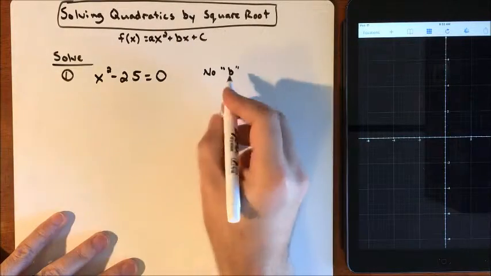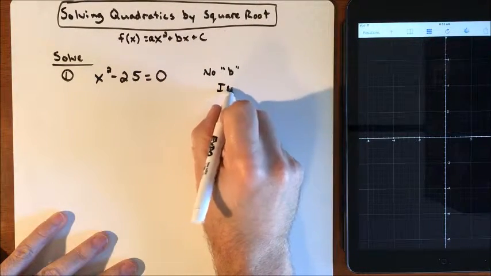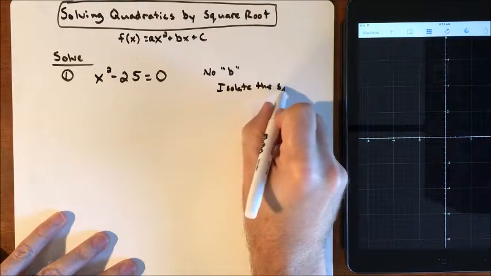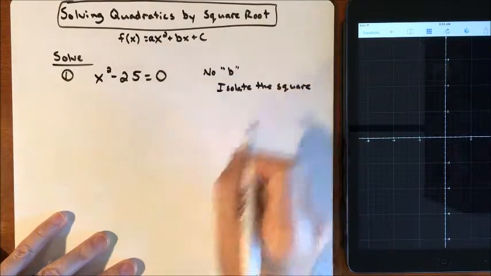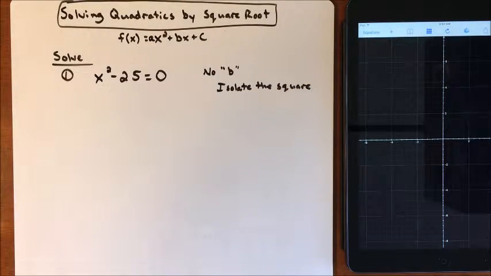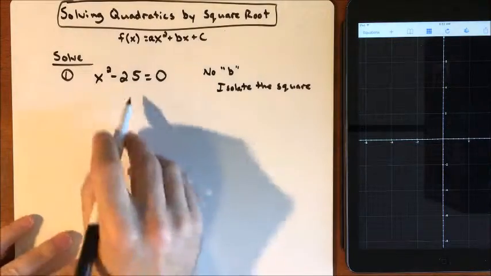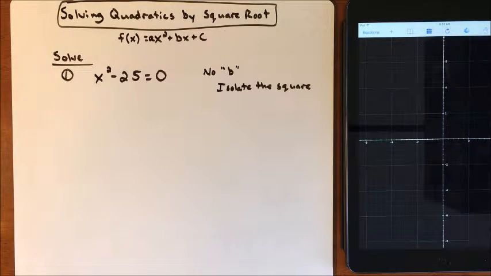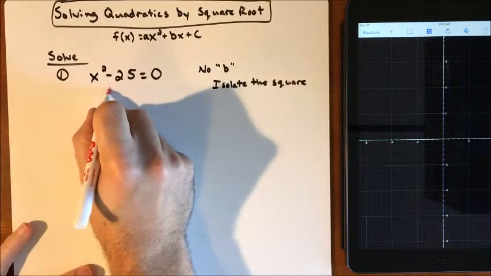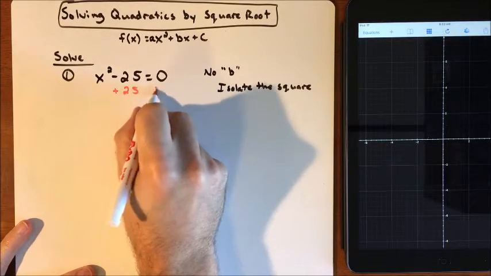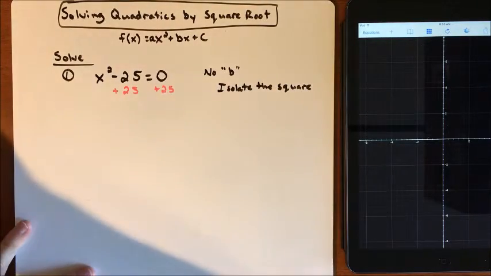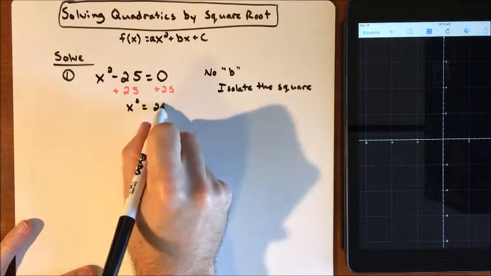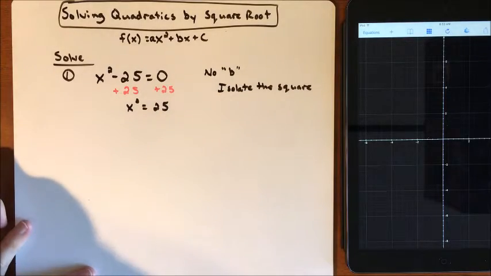We don't have that, so we're going to try to isolate the square to solve it. Then we're going to check it with a calculator or with a graph. To solve this, we're going to try to isolate that piece right there. To isolate it, we are going to add the 25 over, getting rid of the subtraction of 25. So we'll add 25 to both sides, which is going to give us x squared equals 25.